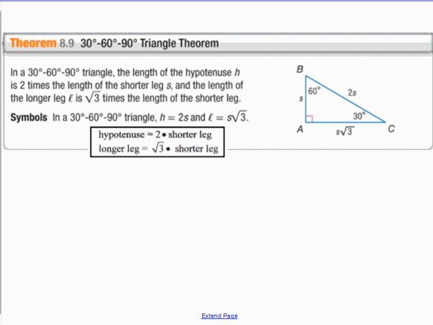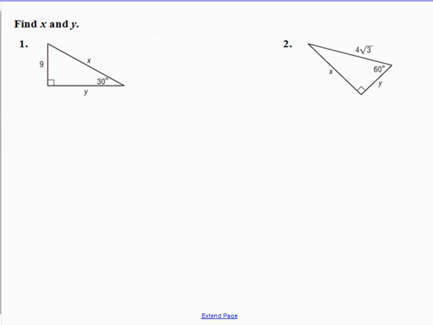All right, so now the 30, 60, 90 is a little bit more complicated. The hypotenuse is the same as 2 times the shorter leg. Here's the shorter leg. And the long leg is radical 3 times the short leg. So in order to really work with a 30, 60, 90, we have to have the short leg. So, okay, we happen to have the short leg on this one. Take a look. We've got 9 on the short leg.